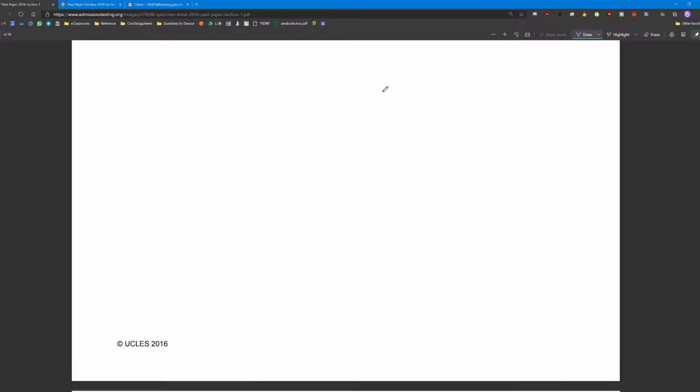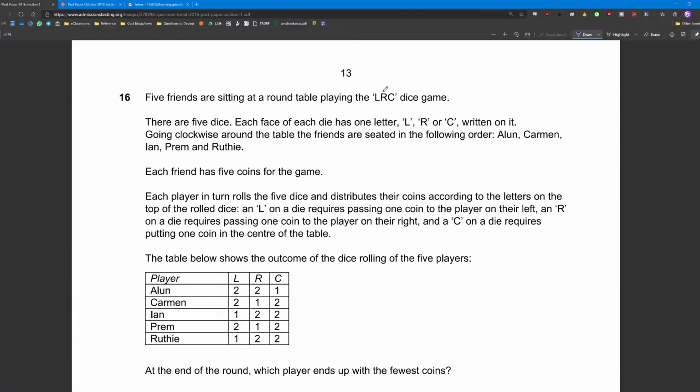That's an argument evaluation. 5 friends are sitting at a round table playing the LRC dice game. Oh, the LRC is, I don't know, it's just like a private club in Hong Kong, so that's quite funny.